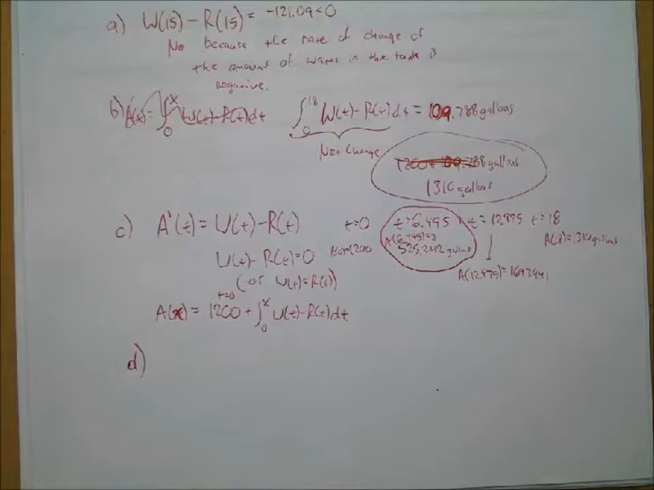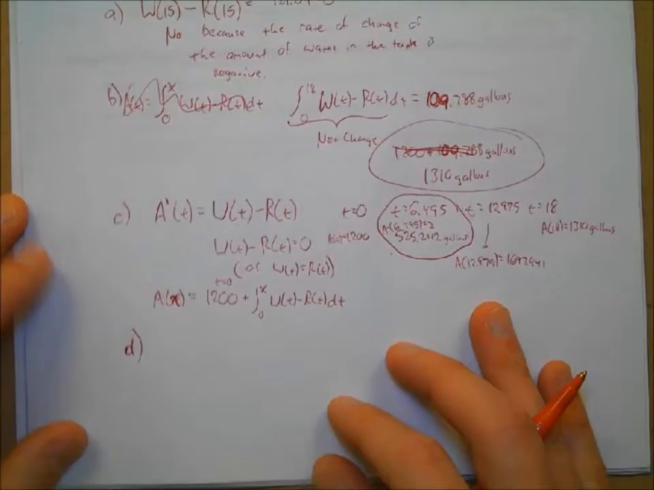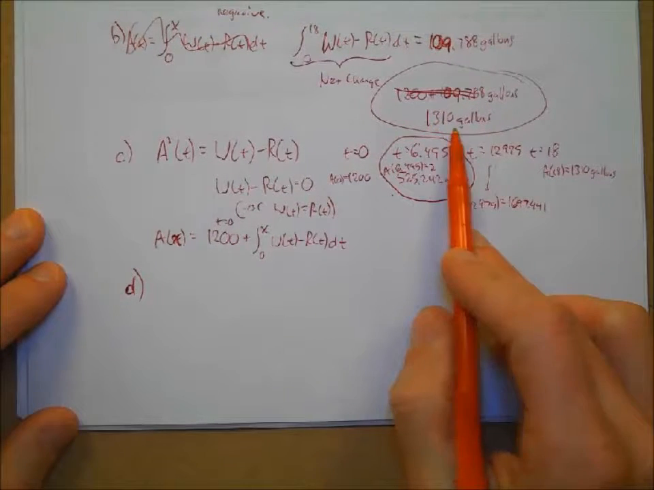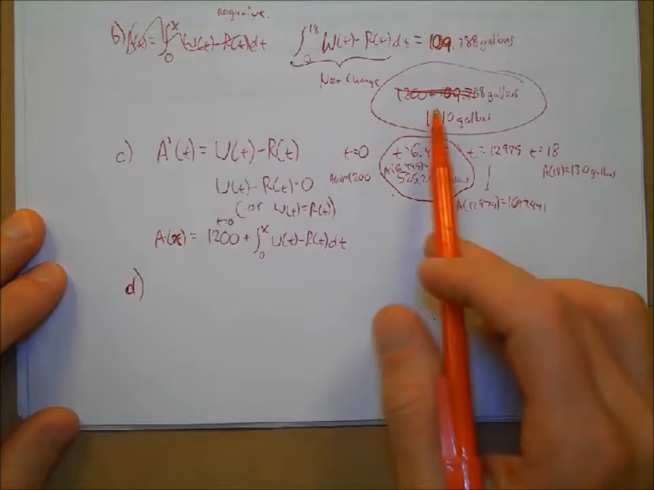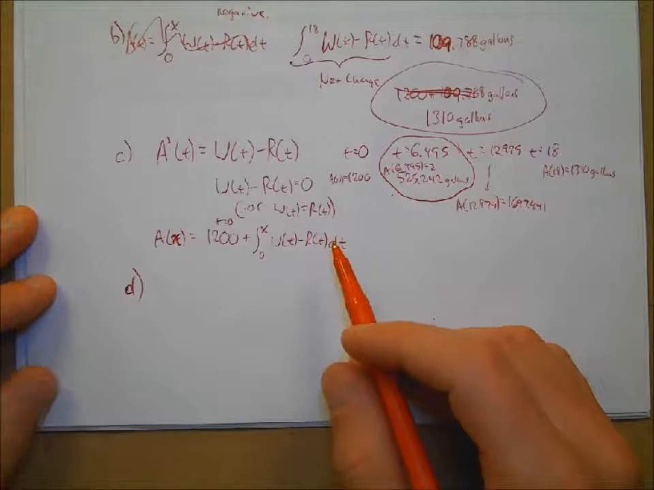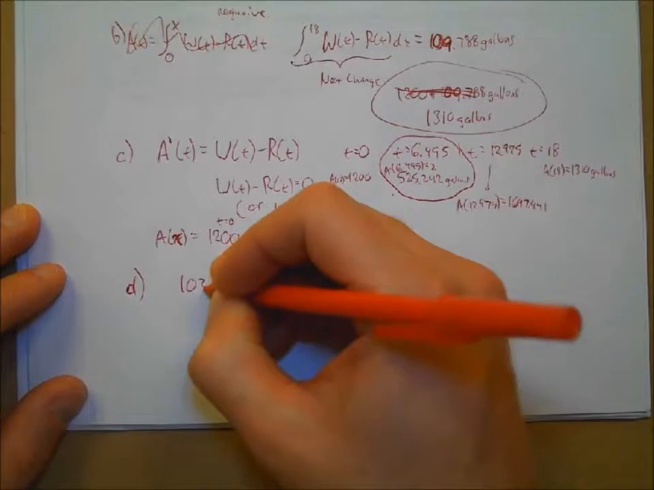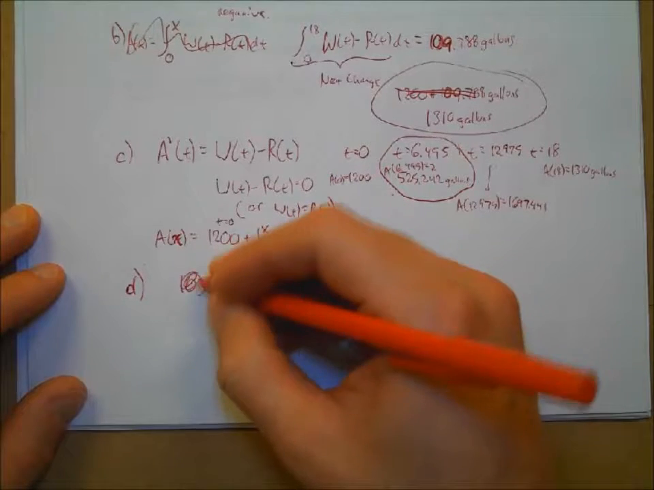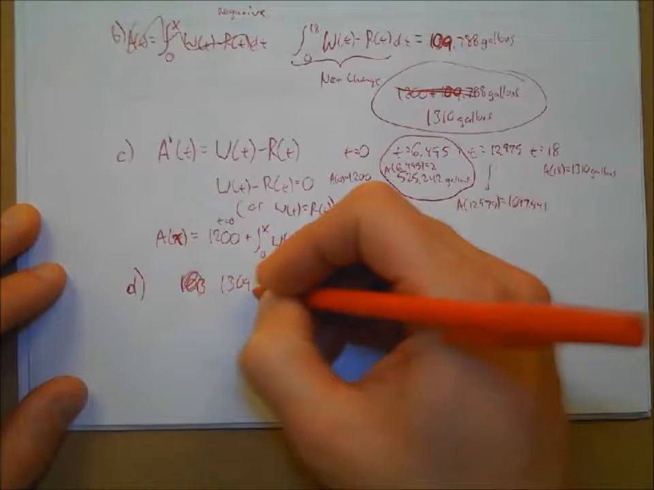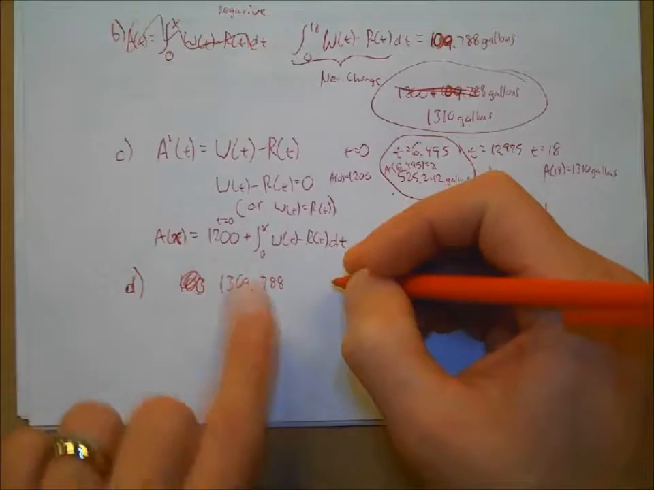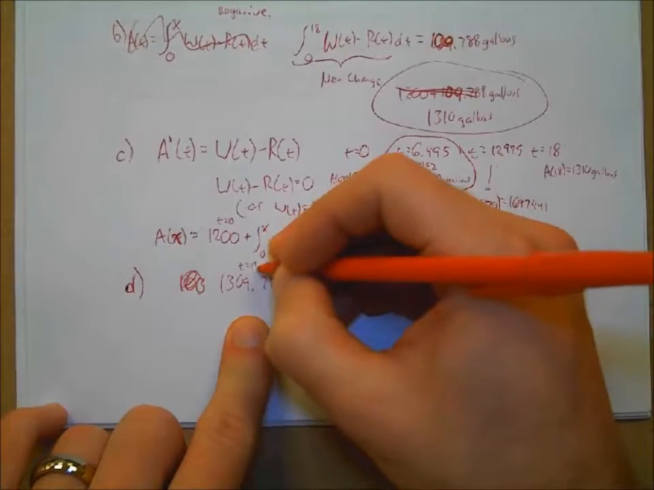How much water is in the tank at time 18 hours? Yeah, that's 1,310 or 1,309.788. I think you probably should be able to use either one. I'll use the more precise one here. So we'll say 1,309.788. Okay, so that's at time t equals 18.